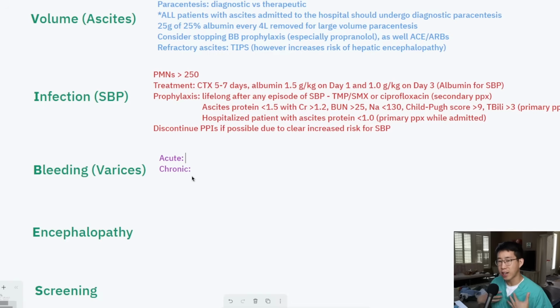So acutely, they are having a rupture of an esophageal varice, which again is a complication of having increased portal pressures, which is leading to dilation of those esophageal varices. And this is a very high risk of mortality event, up to 30% mortality, and a third of patients will have survival of less than 1 year.